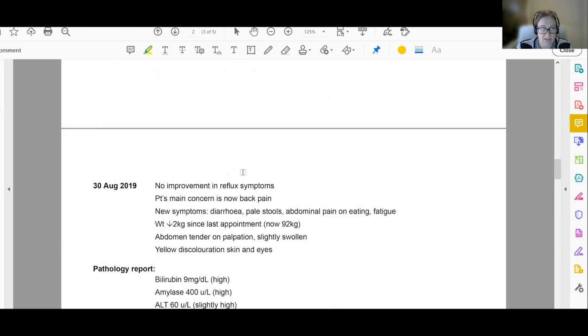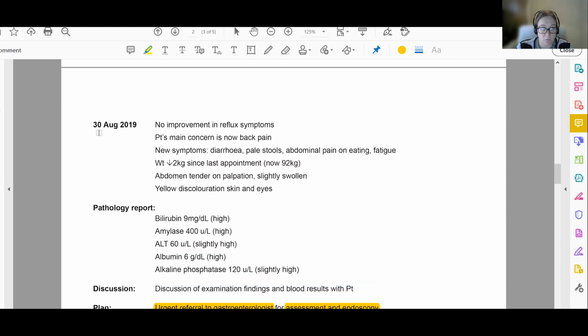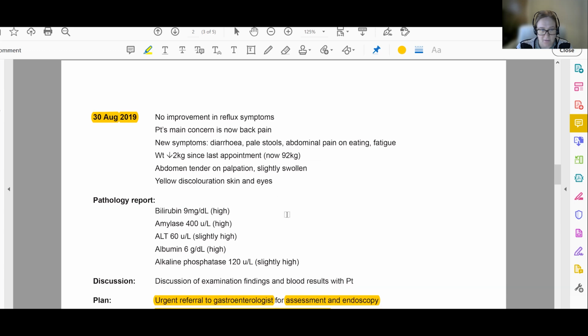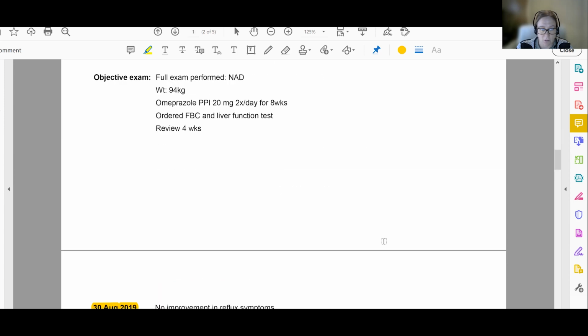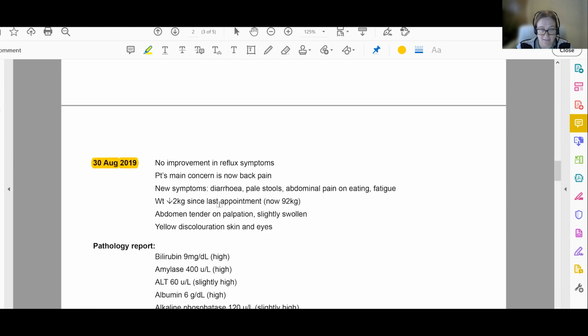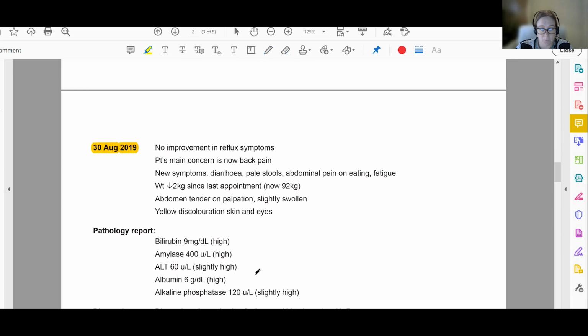Okay, and then he came back. So this will be today. No improvement in his symptoms. He's now got back pain and some new symptoms. He's lost a lot of weight. So in 4 weeks, 2 kilograms. And his abdomen is tender and slightly swollen, and he's showing signs of jaundice here. And then we've got his pathology results here from what you took in the first visit. So quite a lot of that is important. I think you would mention the test results, absolutely.